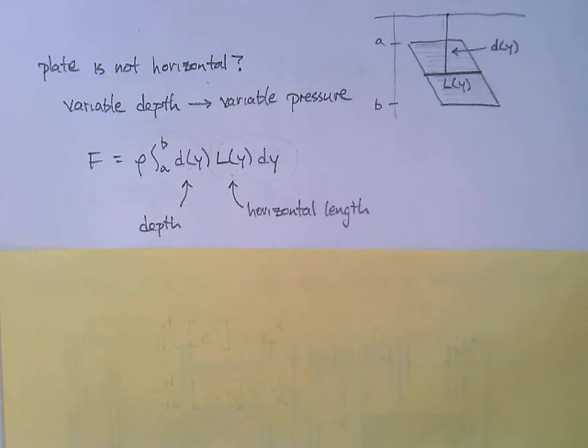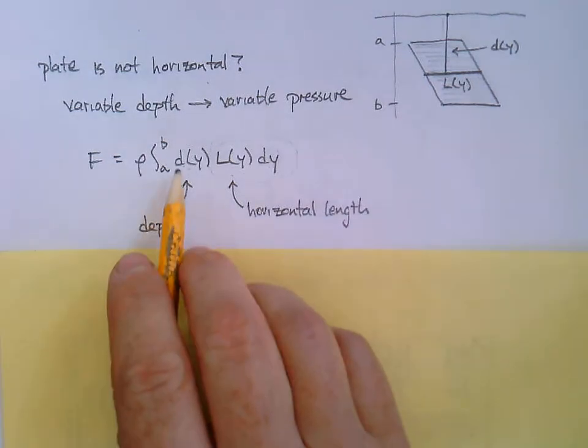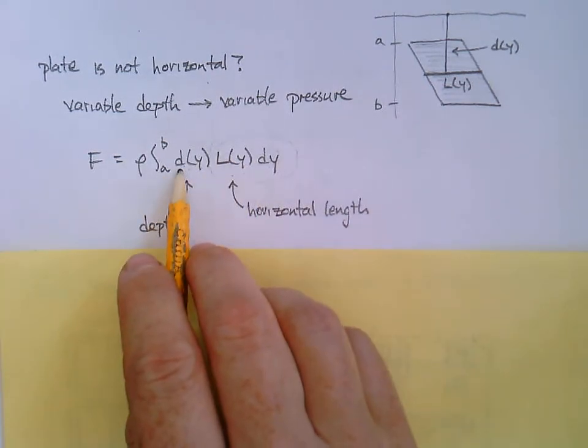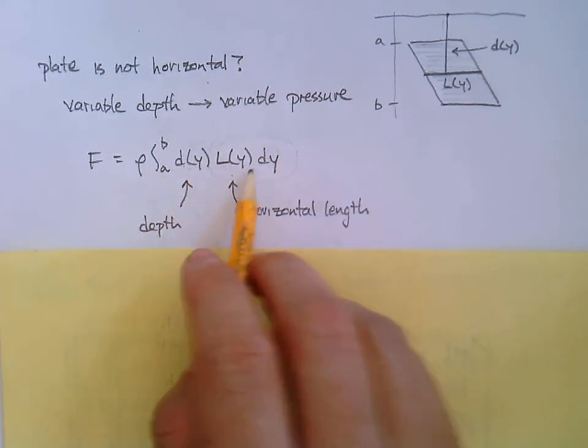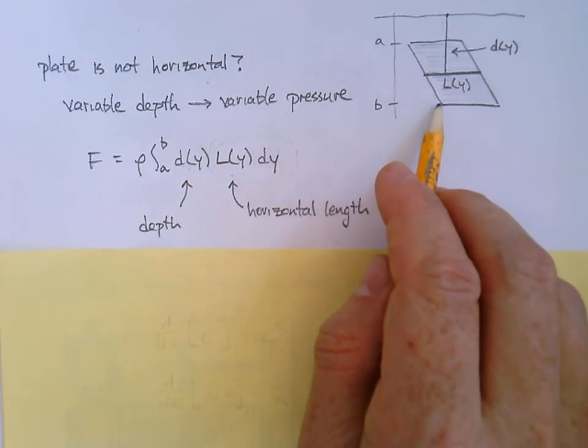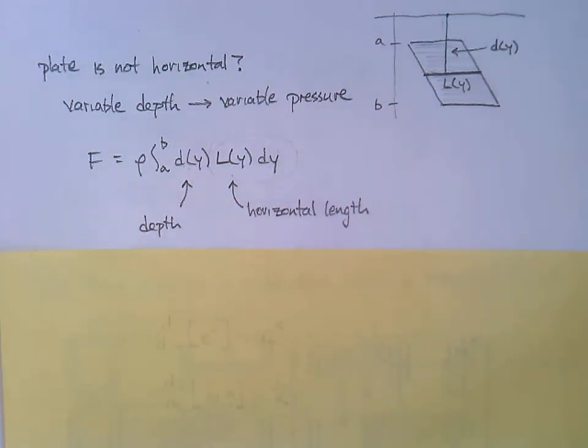And what we're doing is adding up all of those little d times a's, all the infinitely many little depth times areas as we work our way down the plate, as we work deeper and deeper. Okay. Hopefully that makes sense. We're going to do an example in the next video.